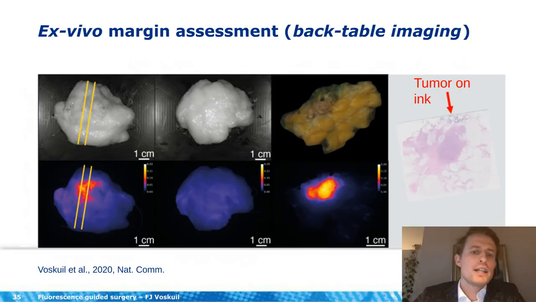How does it look once the specimen is excised? You can see here a breast cancer specimen after a lumpectomy. So you excise a part of the breast, and you see again at the specimen a clear fluorescent spot, which corresponds to a tumor positive margin, which you can see on the right hand side of this image.